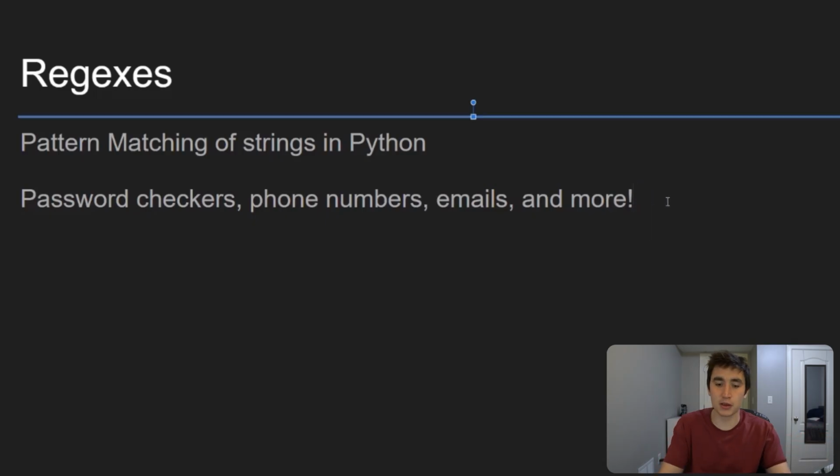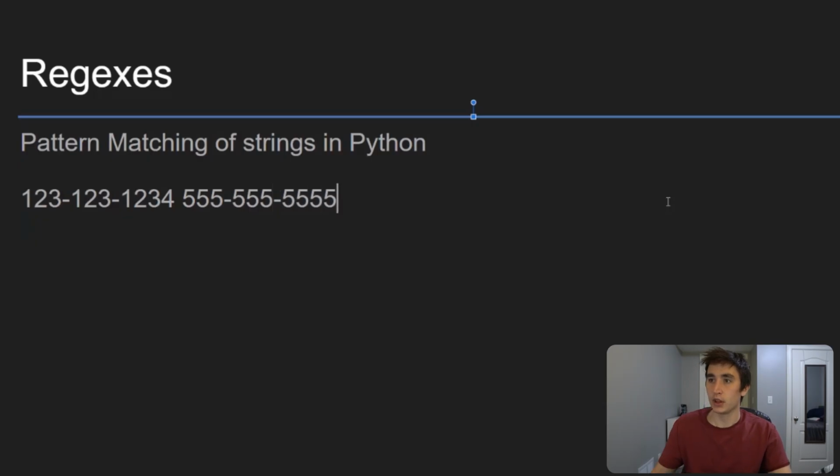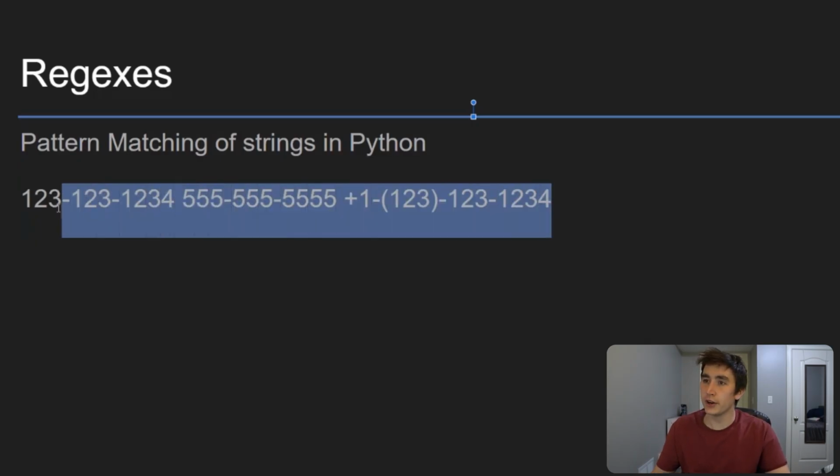Basically, the way you can think about it is you could have all sorts of different types of phone numbers. Like 123-123-1234 would be a valid number. Maybe a different set of numbers in the same format, 555-555-5555, would also be another valid phone number. Maybe you want to write it a little bit differently, like +1, then parentheses 123, dash 123, dash 1234. These are three different ways to write a phone number, but they're all technically valid.